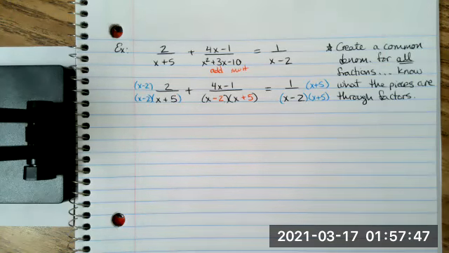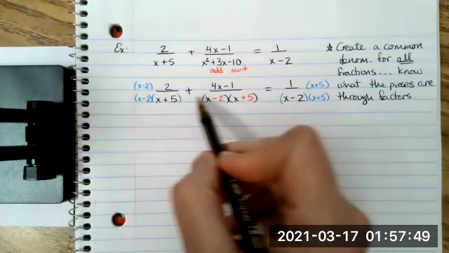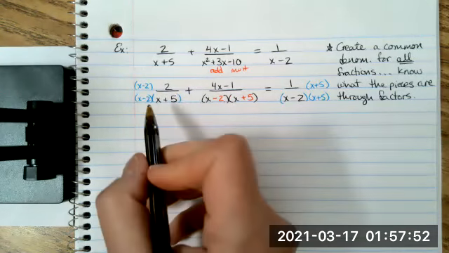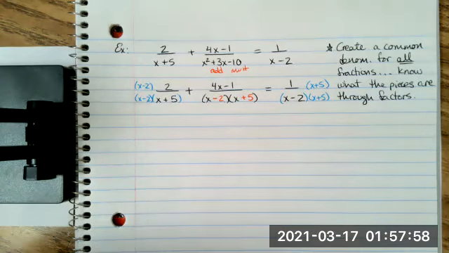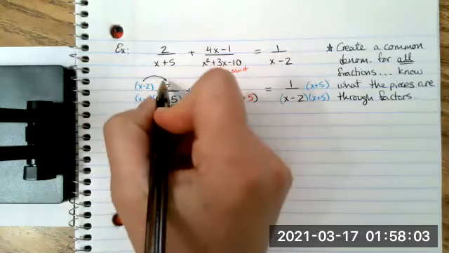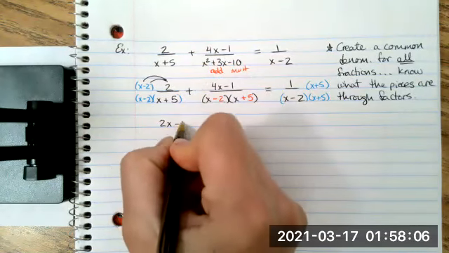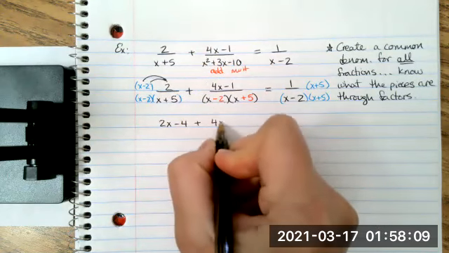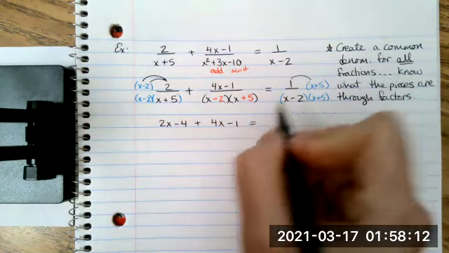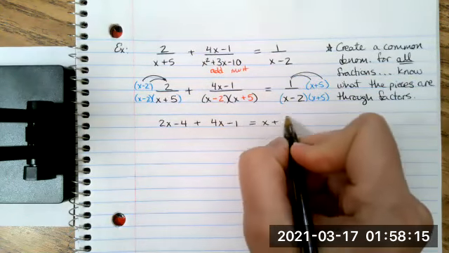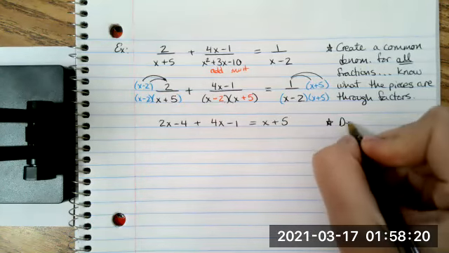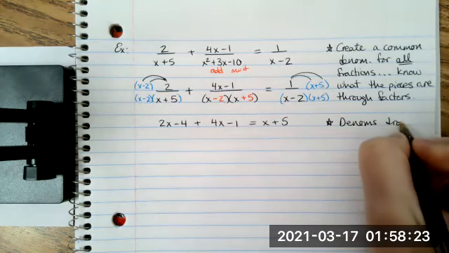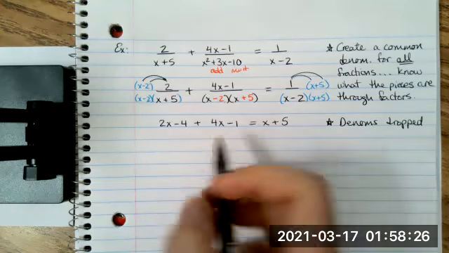Now that we've got the same denominators across the equation, they drop out, they cancel out, because everything getting divided by the same thing creates the same values. So I now have 2x minus 4 plus 4x minus 1 equals 1x plus 5. Numerators only, because all the denominators dropped out. All right, so all we're going to do is solve the numerators.